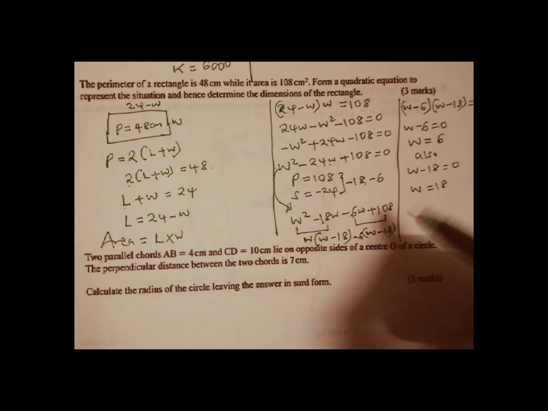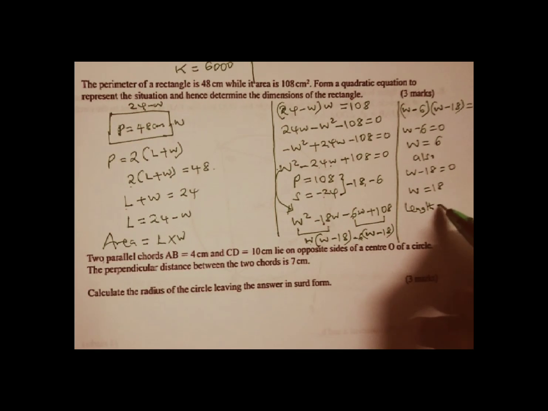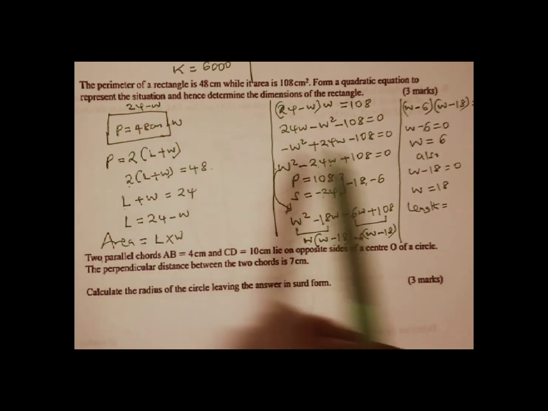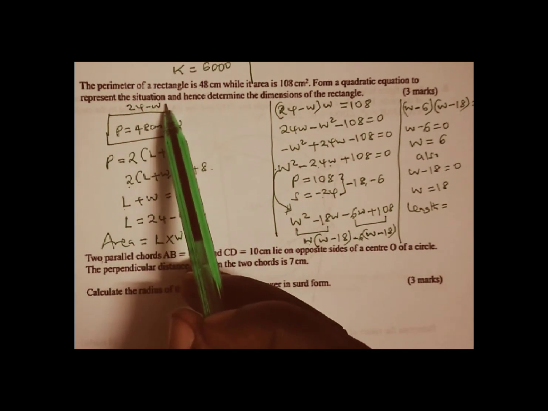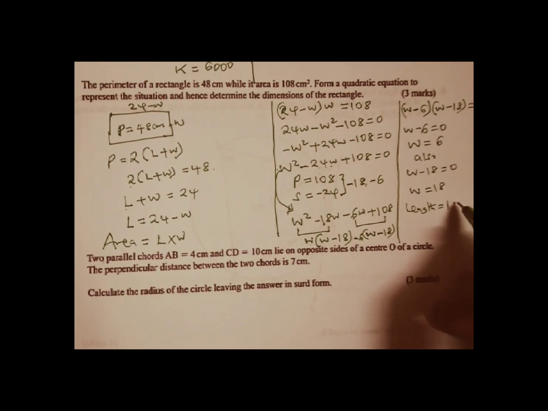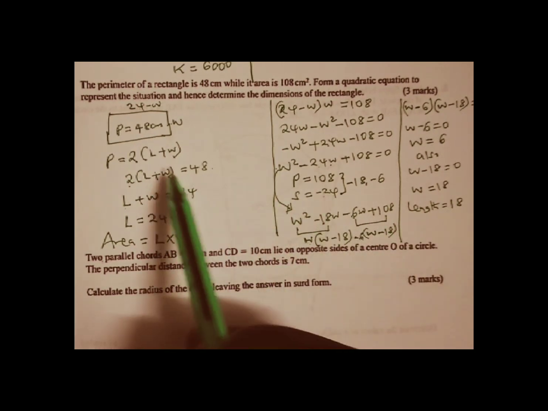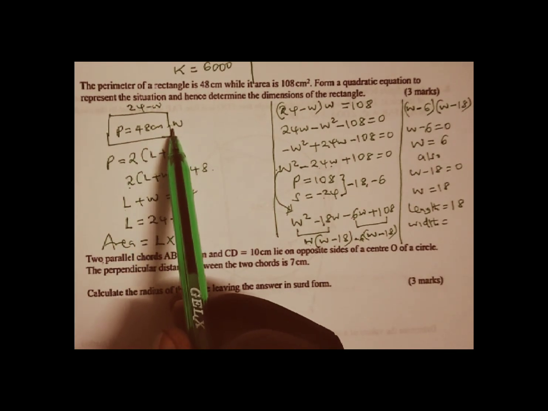Now we come to this other side and look for the length. The length is going to be equal to 24 minus W, and one of the values of W is 6, meaning it is going to be equal to 18. And if we assume our length is 18, now we look for the width, and the width is going to be equal to 6.